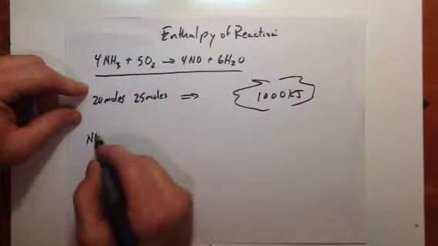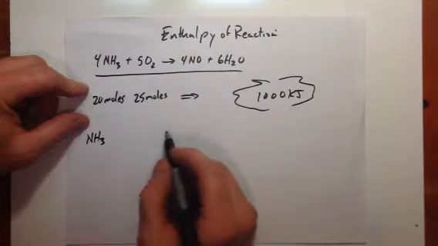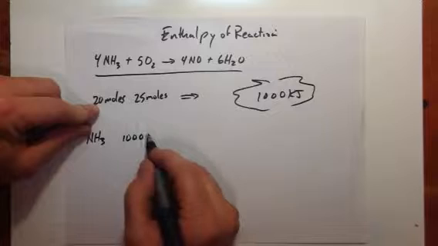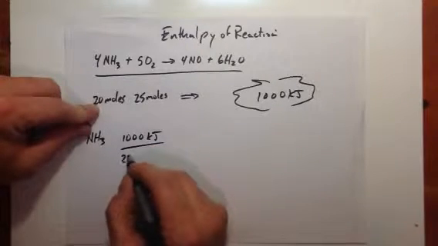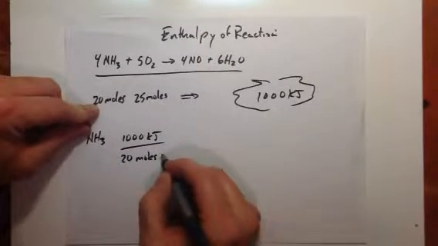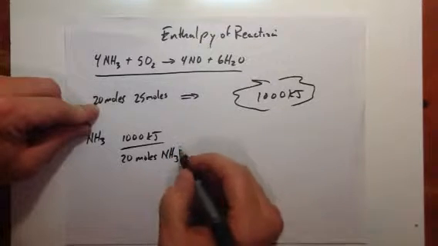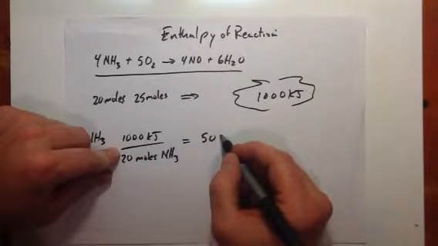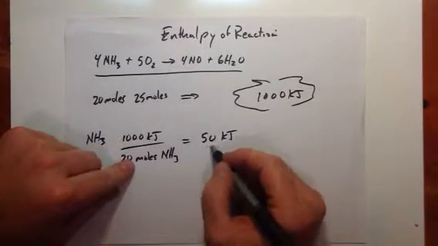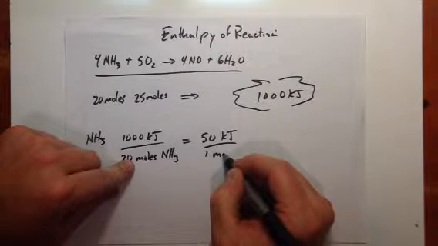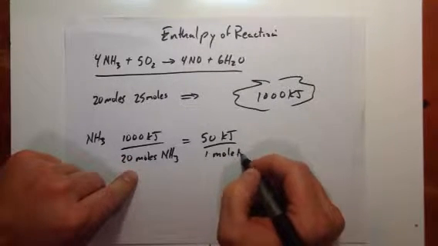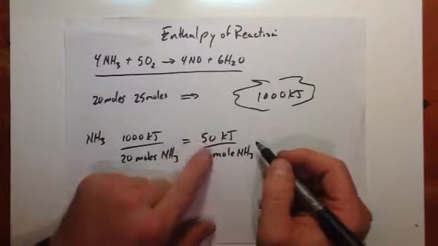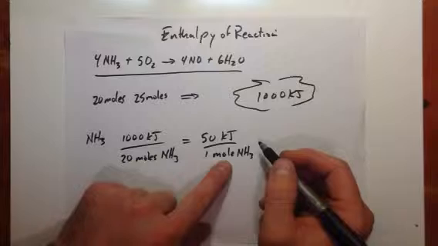So let's take ammonia first. Let's take the total heat and divide it by the total moles. So we're simply going to take 1,000 kilojoules and divide it by 20 moles of ammonia. Now if I do the math, then I'm going to end up with 50 kilojoules up top, and over, in a sense, we can leave the 1 down there, 1 mole of ammonia. It's really 50 kilojoules per mole, but we can just say 50 kilojoules per 1 mole.